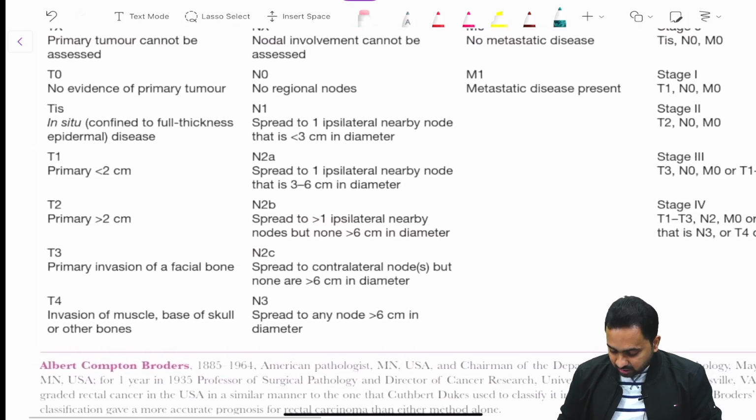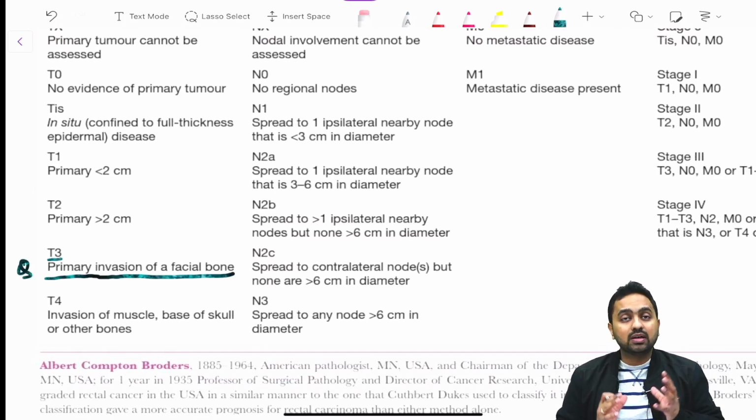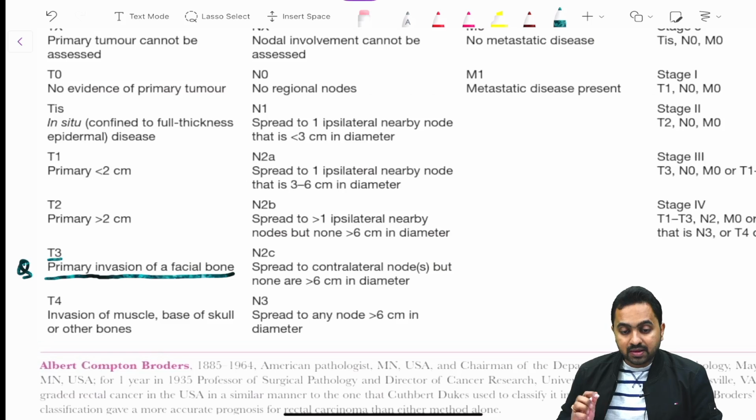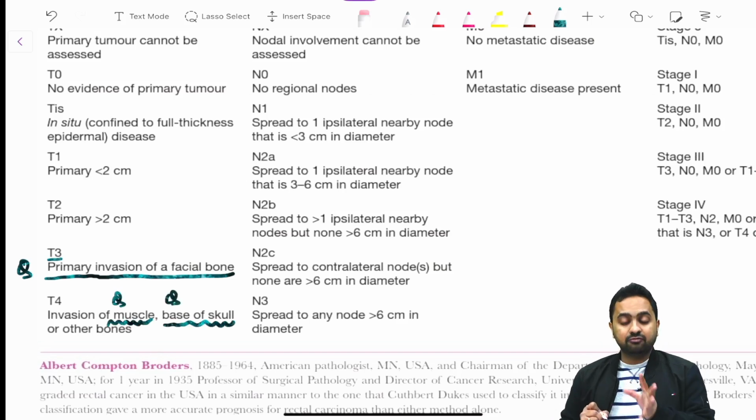For the T staging, you have T3, which is primary invasion of the facial bone. T1 is less than 2 centimeter, T2 is more than 2 centimeter, and when the base of skull or a muscle is involved, that is your T4.